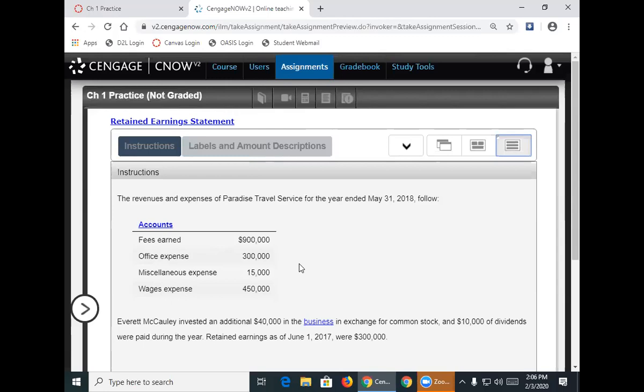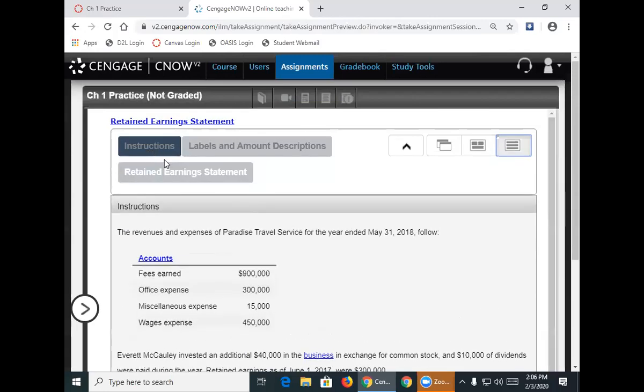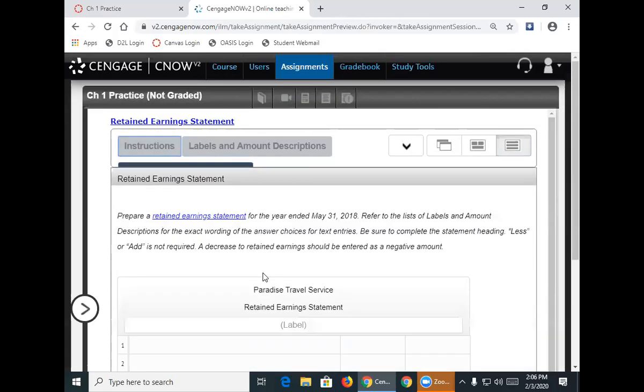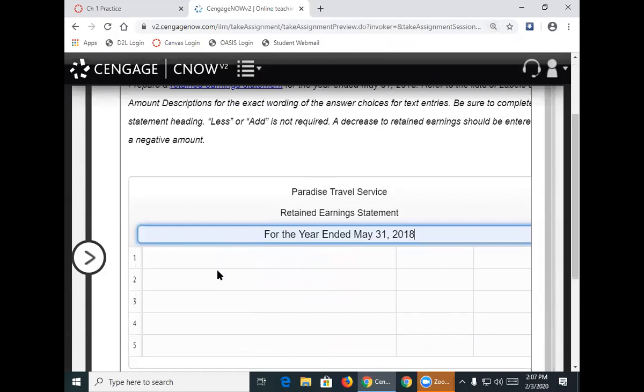So we want to do a retained earnings statement. On our retained earnings statement, with our statements, we always start with the company name, and then on the second line, it's the statement type. So we have Paradise Travel Service, retained earnings statement. This next line is the same for both the income statement and retained earnings. We do it for whatever's ending. In this case, it's the year. So type for the year ended May 31st, 2018.